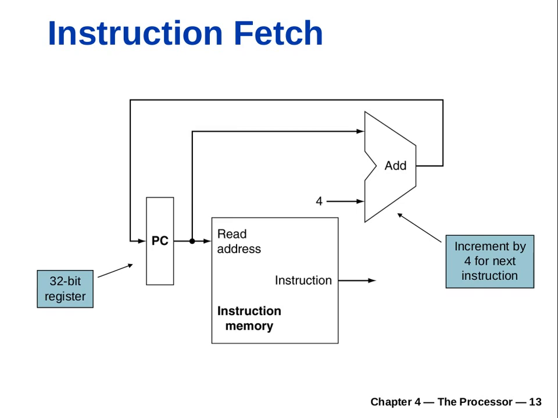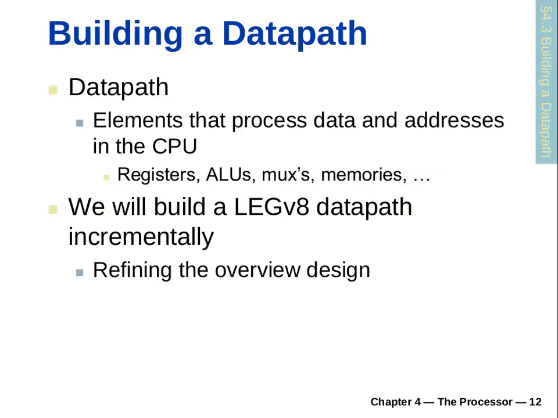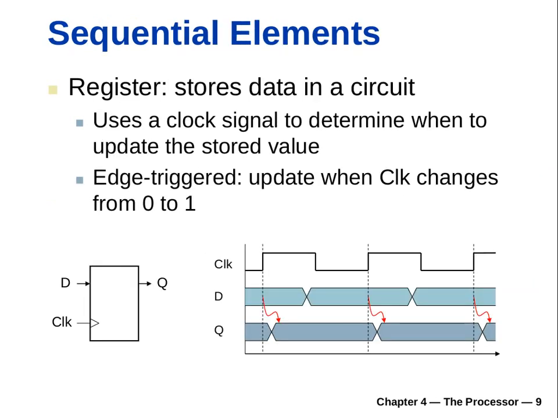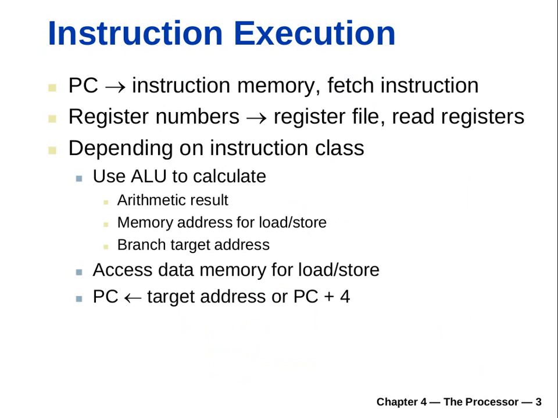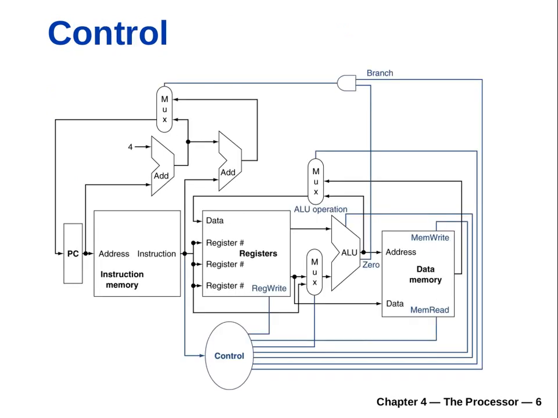Now, in building a data path, we decided that we have a specific processor that we're going to look into, and that processor is the LEGv8, a subset of ARM. We're going to implement three classes of instructions: arithmetic, memory access for load and store, and branch target. So essentially, that's the task.